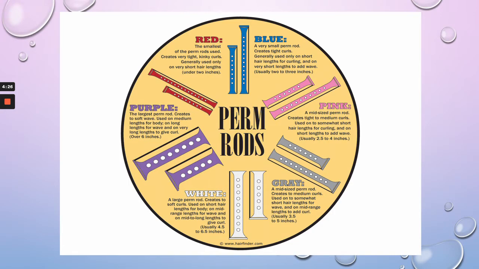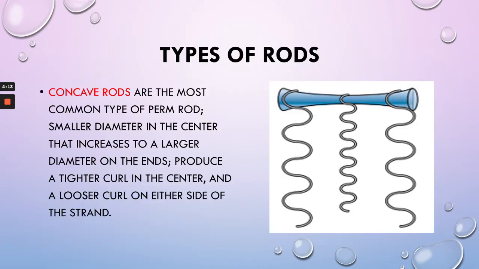Here we have a picture of perm rods. Note the size of the perm rods, what type of curl it creates, and when to use them. That's going to lead into our types of perm rods. First, we have our concave rods, and they're the most common type of rod, small in diameter in the center and increasing to a larger diameter on the ends, as we see in the picture here. Smaller curl in the middle, larger curl on the end.